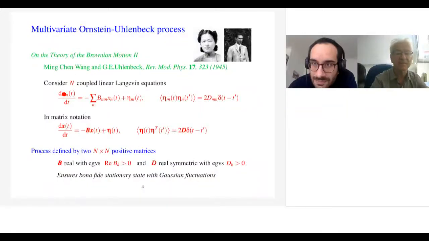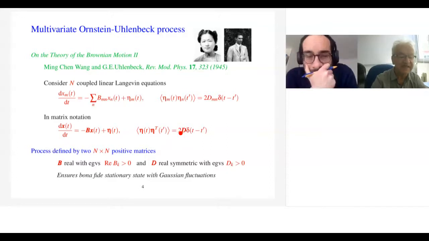The x_m are the coordinates. The entries B_mn of a matrix B are just the relaxation rates, and the η are white noises with an arbitrary covariance matrix D. So in the matrix notation that we'll use throughout this presentation, boldface letters denote vectors and matrices. dx/dt is minus Bx plus η, and the covariance of η is a matrix D. So the process is entirely defined by two matrices, which I will call the rate matrix and the diffusion matrix.